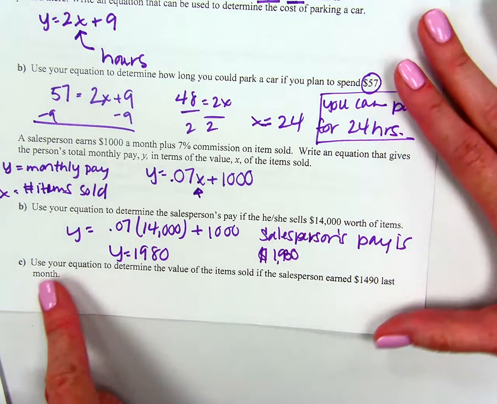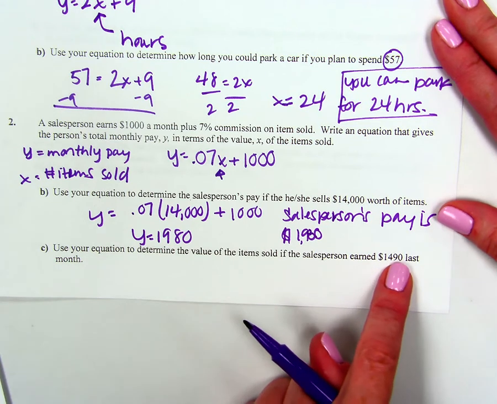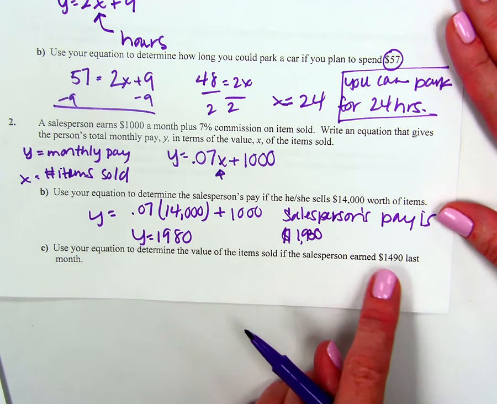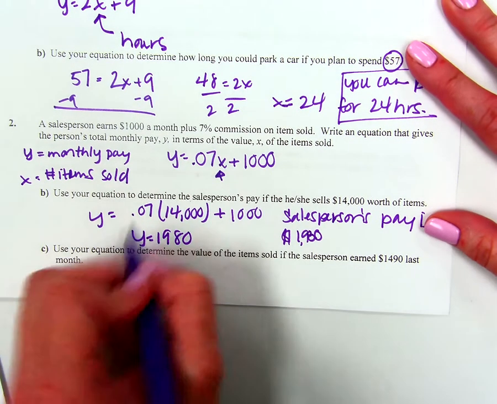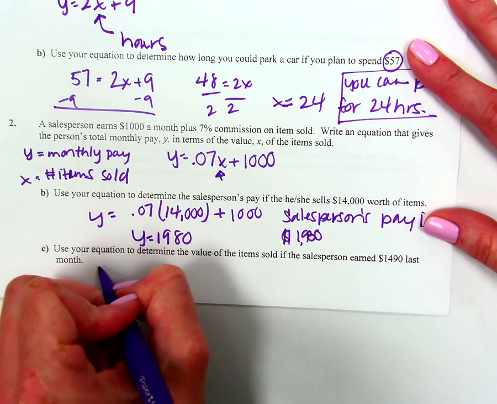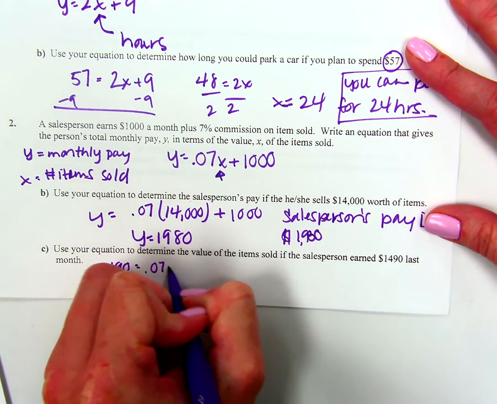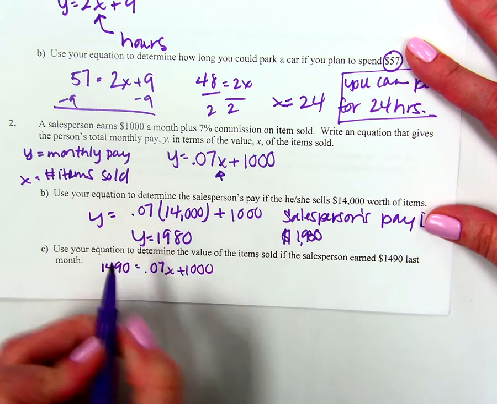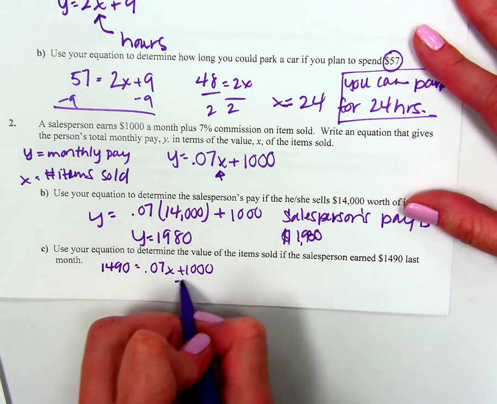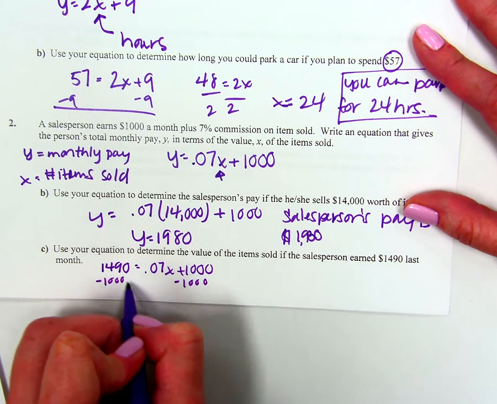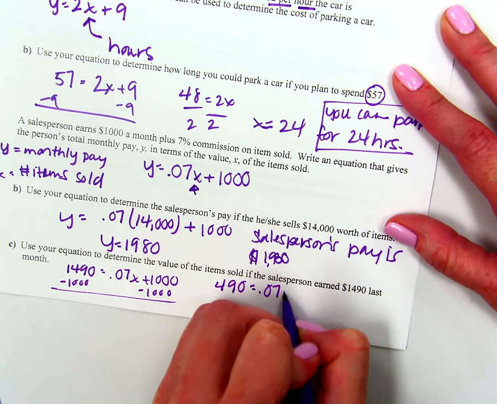Now C says, use the equation to determine the value of items sold if the salesperson earned $1,490 last month. We're going to take our equation and put $1,490 in for our y. That was our monthly pay. So we go back to our original equation: 1,490 equals 0.07x plus 1,000. We're going to solve for x. We subtract 1,000 from both sides, so I now have 490 equals 0.07x.